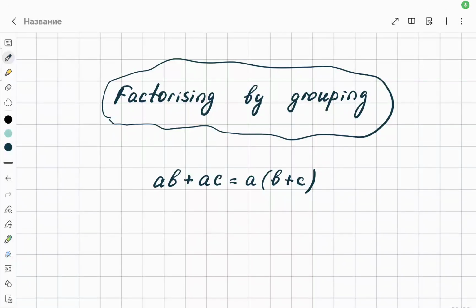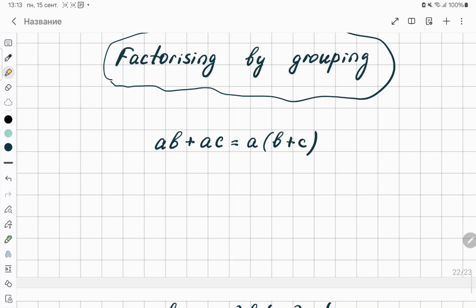Hello, this lesson is about factorizing by grouping, and in this video we're going to consider how to use the distributive law to factorize expressions properly. So first let's make a simple recall about the distributive law. ab plus ac is equal to a times (b plus c). Here is a, which we're going to take out of brackets since it is a common factor.